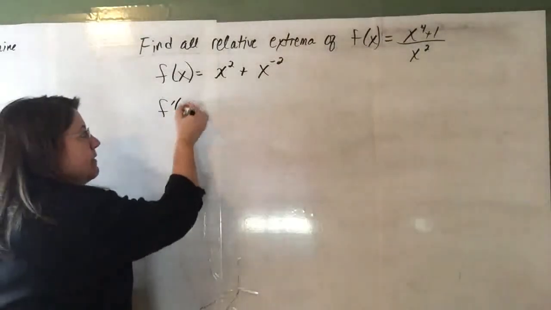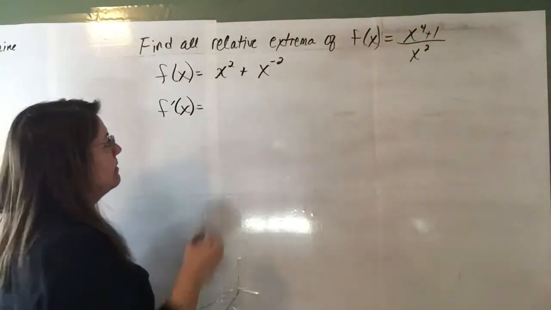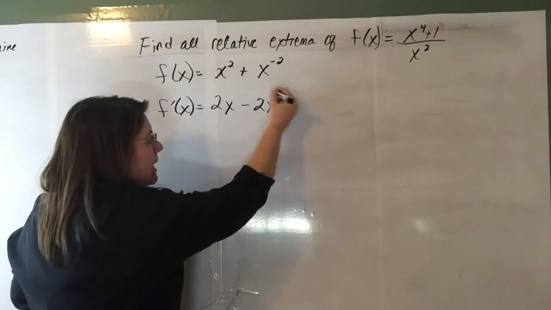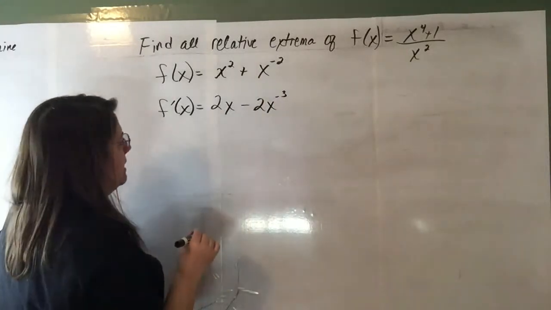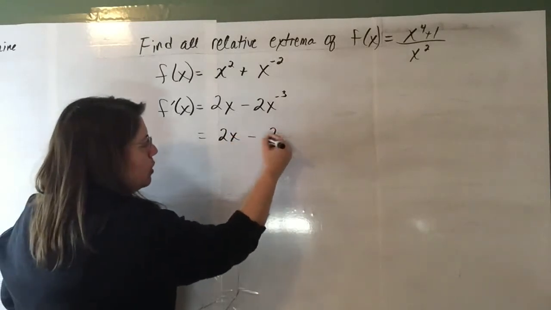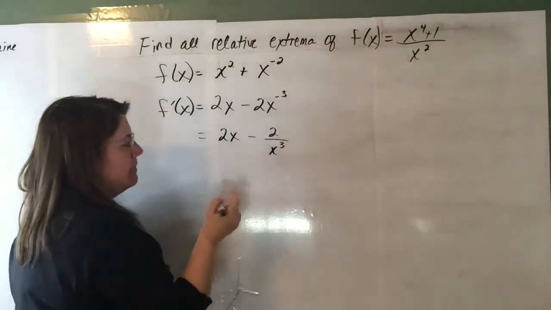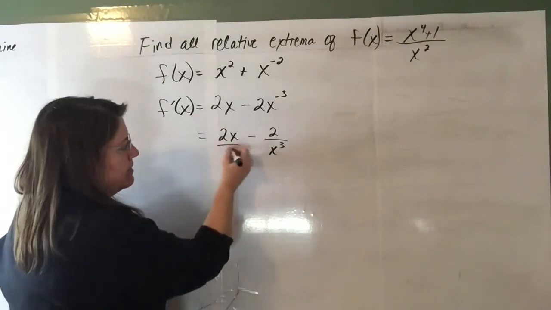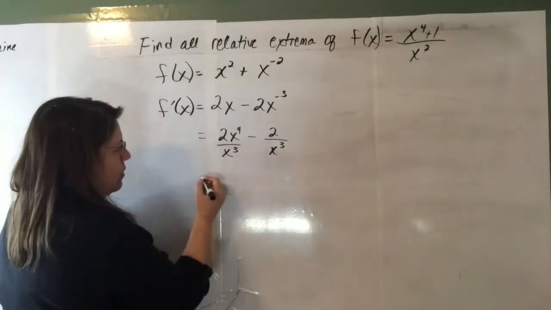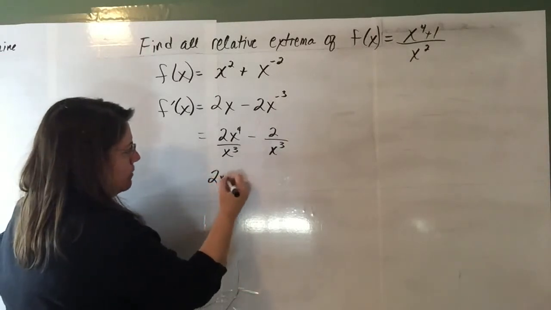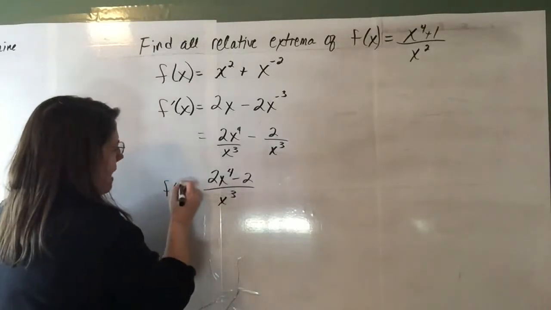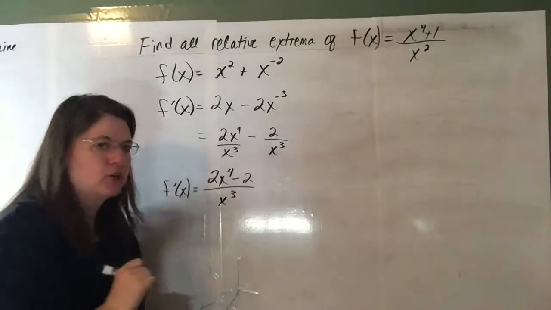I'm going to find the derivative first. f prime of x is equal to 2x minus 2x to the -3rd. And then if I rewrite that, I have 2x minus 2 over x cubed. And then to get a common denominator, this needs an x cubed, so that's going to make that x to the fourth. And so I'm going to have 2x to the fourth minus 2, all over x cubed, as my f prime of x function.